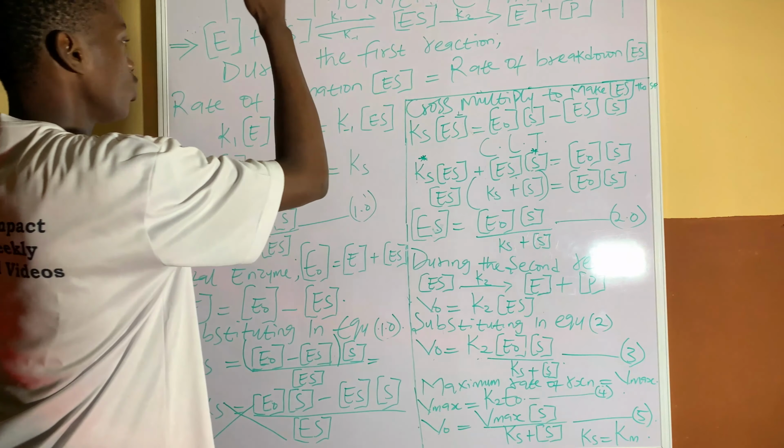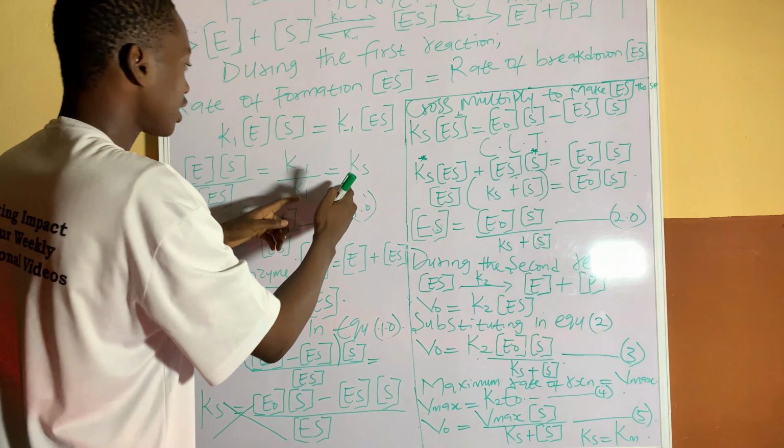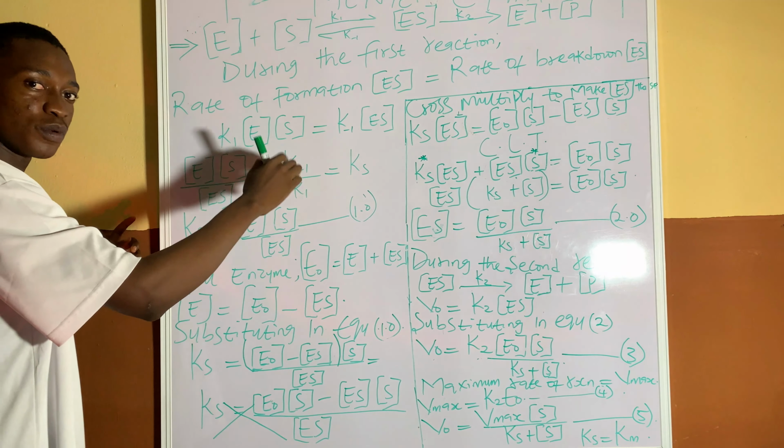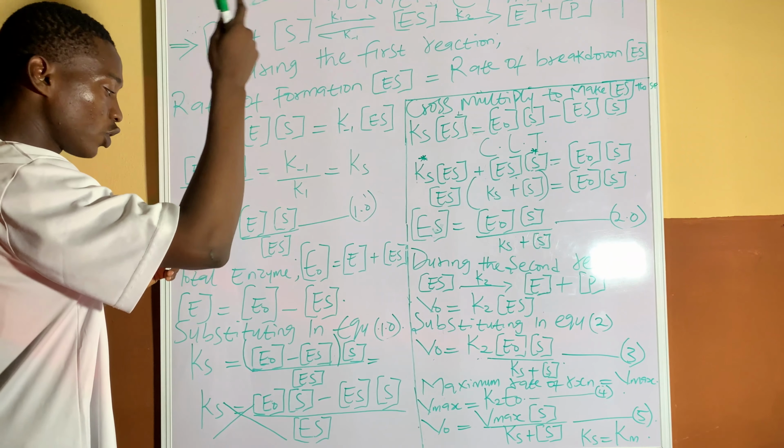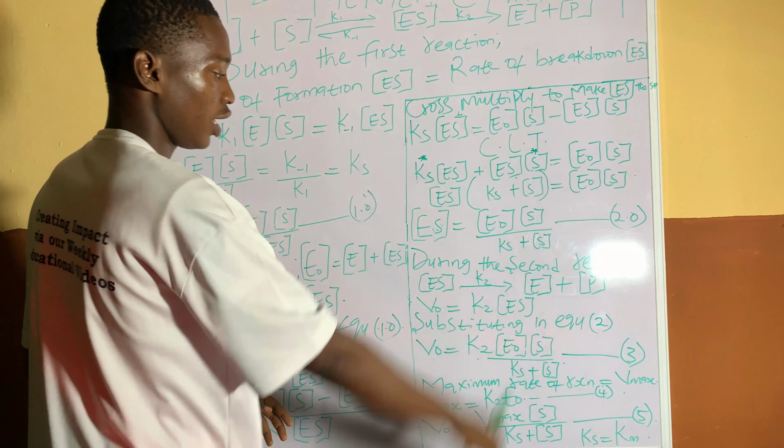So this is what we did. This is the reaction. We got the forward and backward, and made Ks the subject of the formula. Ks was gotten from K subscript minus 1 all over K1, the constants for both the forward and the backward direction. And then we'll continue, and then we got to here.